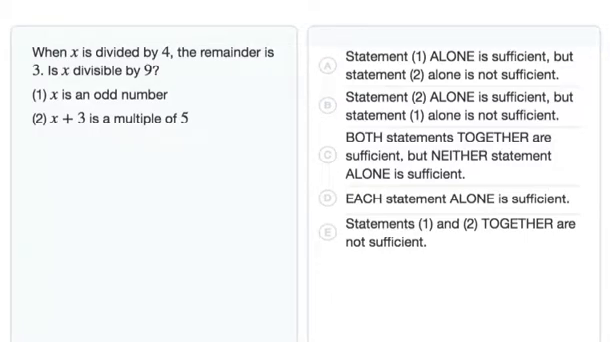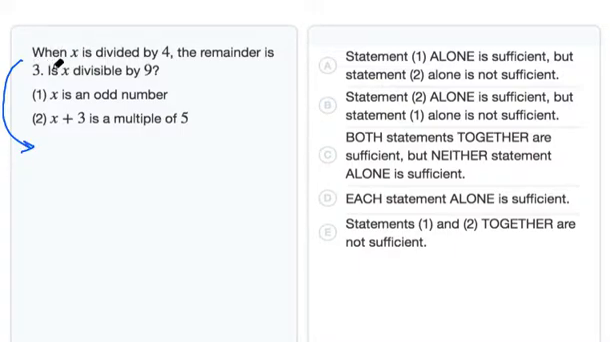To solve this data sufficiency question, we're going to consider each statement separately first and then together if needed. Before we jump to the statements individually, we'll just read the question. We're given that when x is divided by 4, the remainder is 3, and we're asked, is x divisible by 9? So there's some information in the question that we can consider before we move on to the statements.